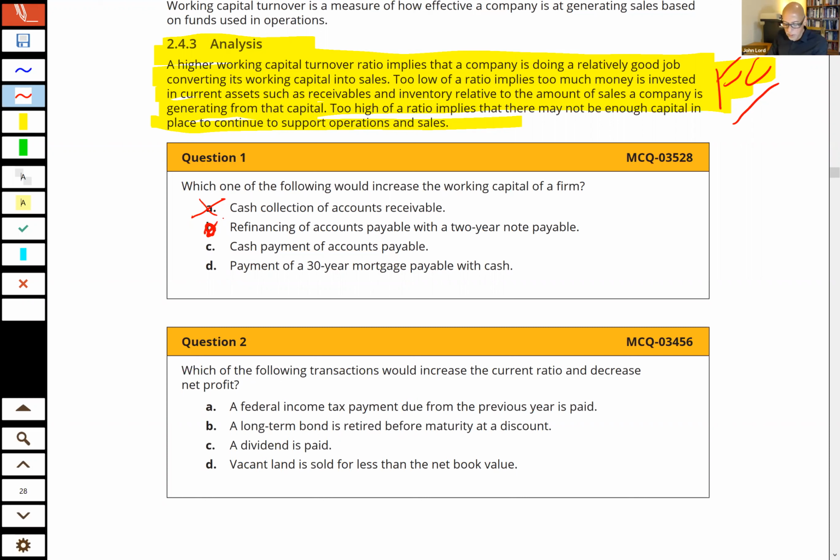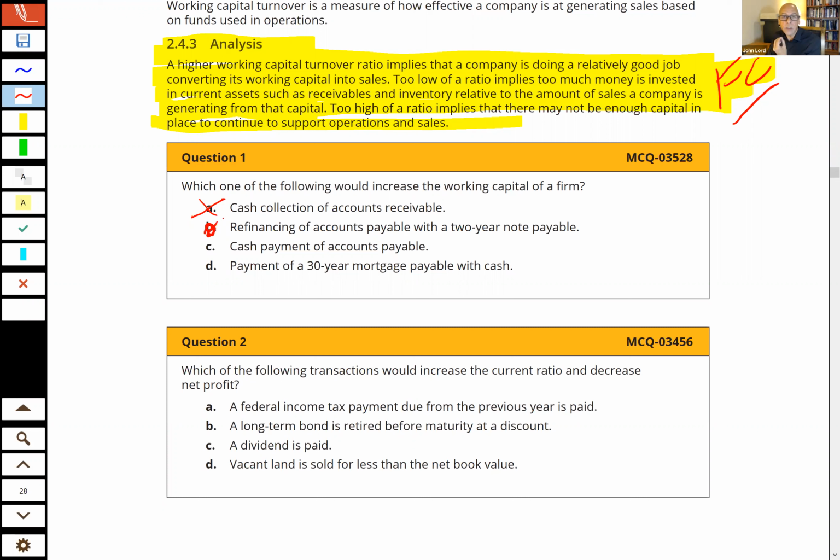So you might have read that a little bit quickly. Let that be a lesson to you, you crazy kids. Be careful. Read those questions, give yourself at least a minute to look at those, right? Okay, refinancing an account payable with a 2-year note is going to do what? It's going to basically do what?